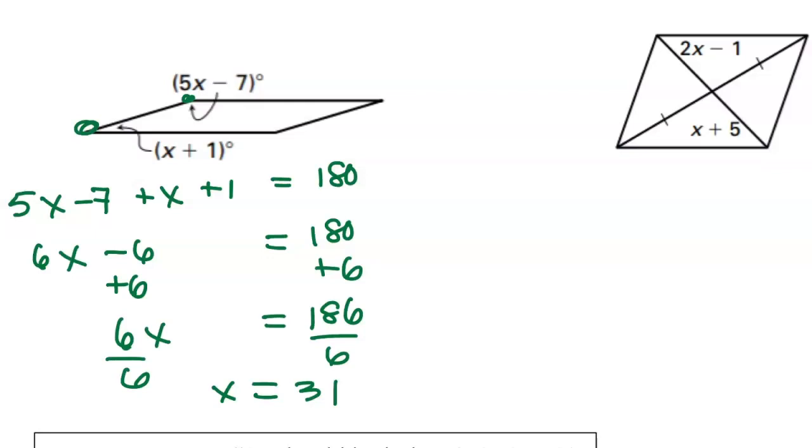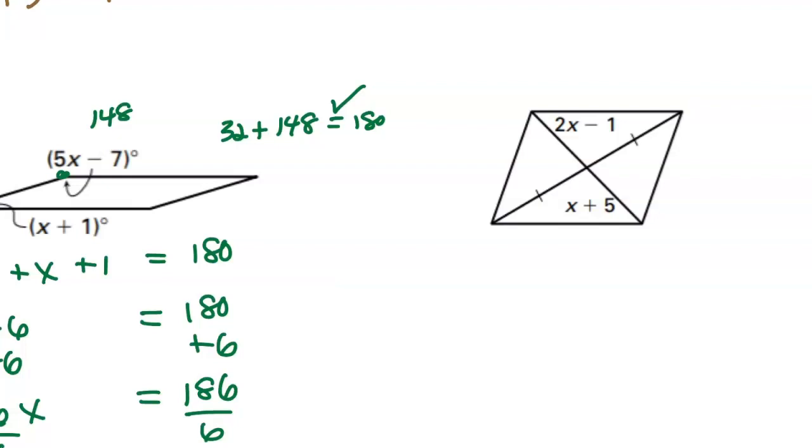And you could plug in, and they should both equal what? They should equal different things that sum to 180, so it looks like this first angle is going to be 32 degrees. What's this other one going to be? It's going to be 5 times 31. That's 155. Minus 7 gives me 148. That's going to equal 180, and I'm good.